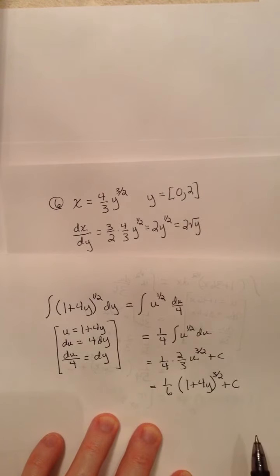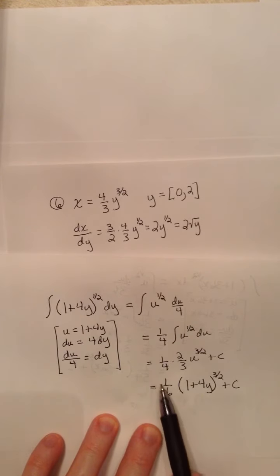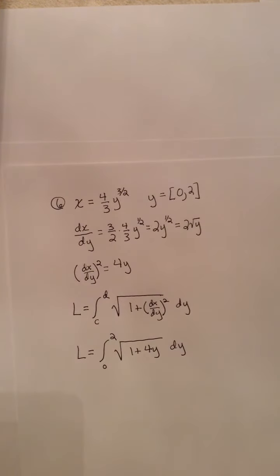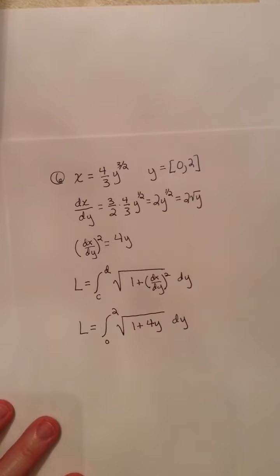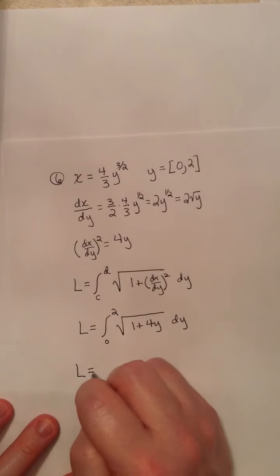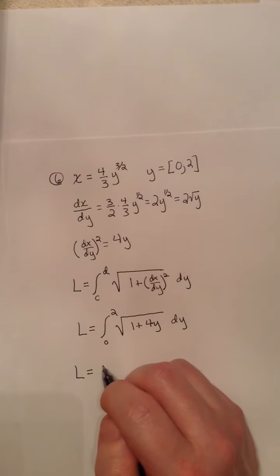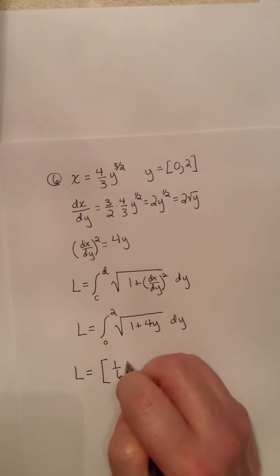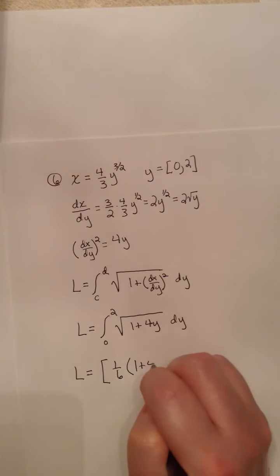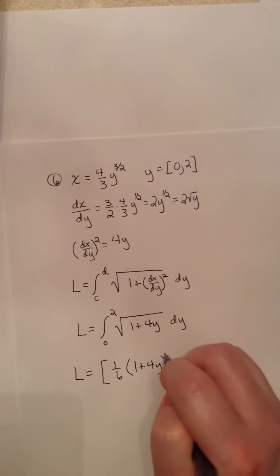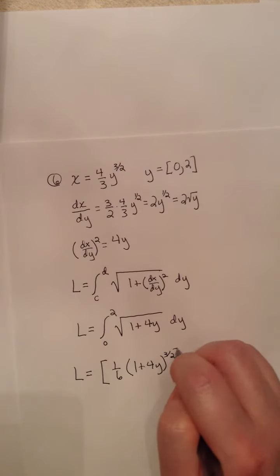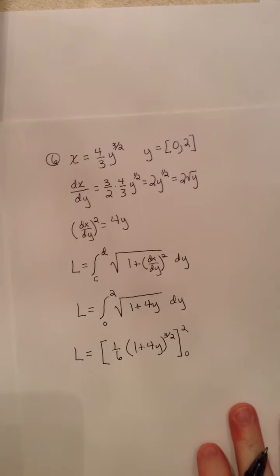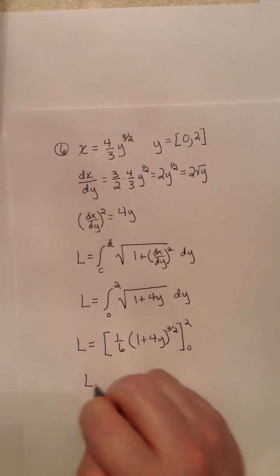And so as I go back to the determination of the length of the curve, this is going to be the antiderivative. In applying the numerical integration, for the length itself we have 1/6 of the quantity 1 plus 4y to the 3/2 as y goes from 0 to 2. And it's going to follow that for the length of the curve.